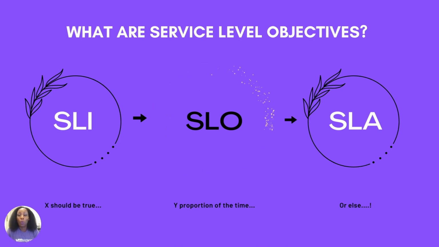Let's pose the question: what percentage of the time is your system functioning without failure? If we take a look at the formula depicted here, it reads that X should be true, our SLI, Y proportion of the time, our SLO, or else something is going to happen, our SLA. If we consider logging into an organization system and loading the home page, we might say, I want my home page to return to my customer in under 5 seconds, 99.9% of the time, or else we're going to owe that customer X amount of dollars for X amount of minutes that we were not able to meet that goal.